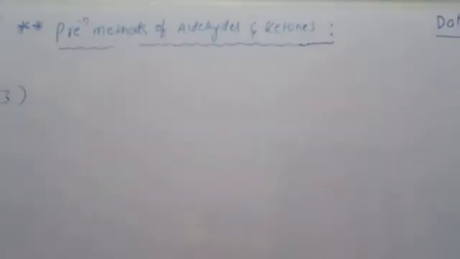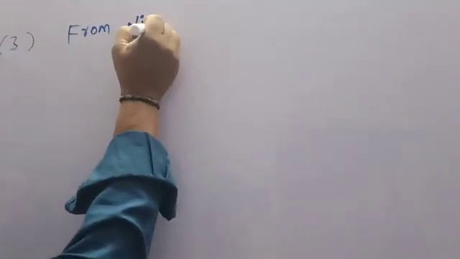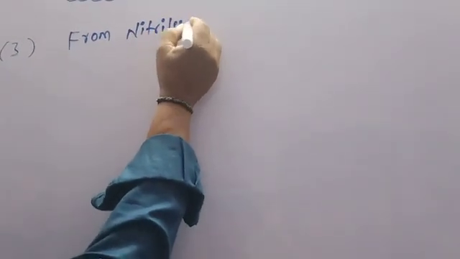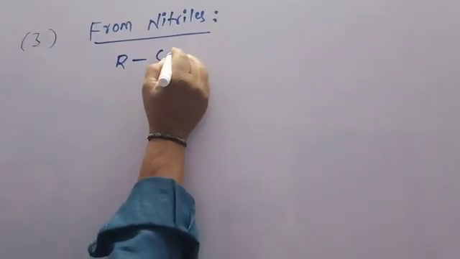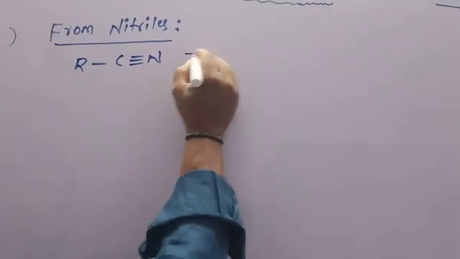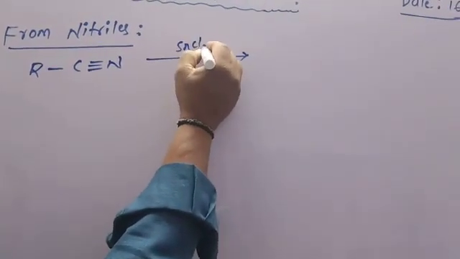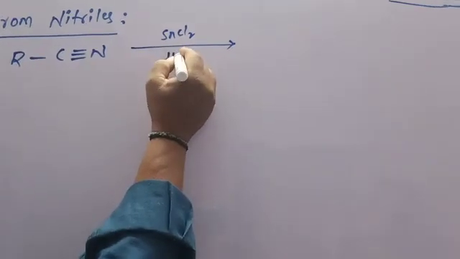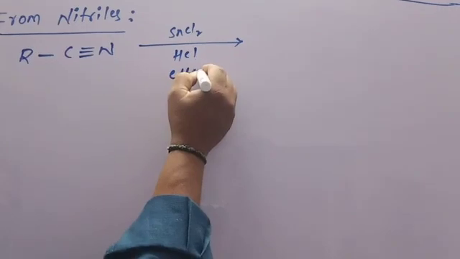So the next preparation method is the preparation of aldehydes and ketones from nitriles. Nitriles means the CN group, the cyano group. For example, let us consider R–C≡N. This reaction takes place in the presence of stannous chloride, SnCl2, and HCl, in the presence of ethers.